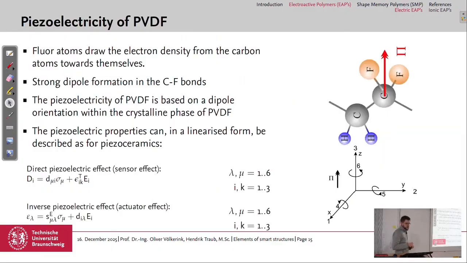So why do we have polarization in the PVDF material? We have these fluor atoms here. So we have, again, this monomer made of 2 carbon atoms, 2 hydrogen atoms, 2 fluor atoms. And they draw the electron density from the carbon towards themselves. So therefore, we get an electric dipole in the material. So the dipole exists or forms in the CF bonds here.